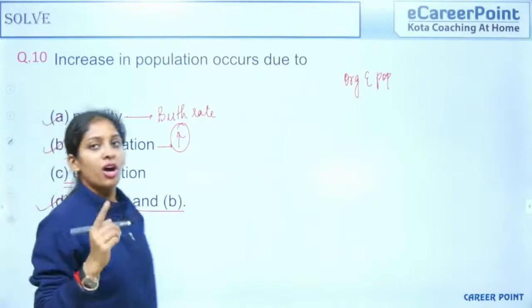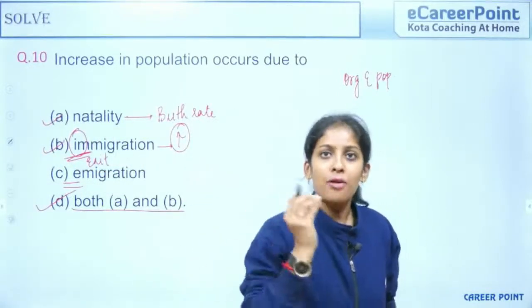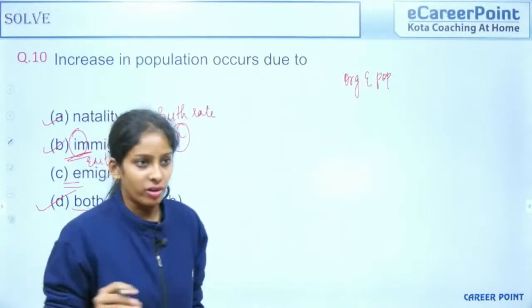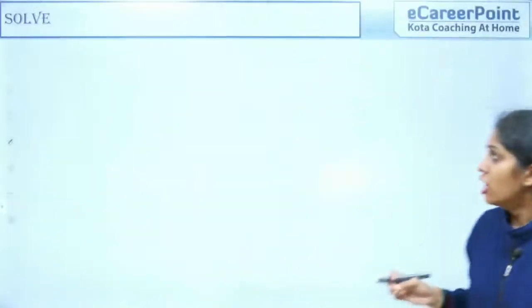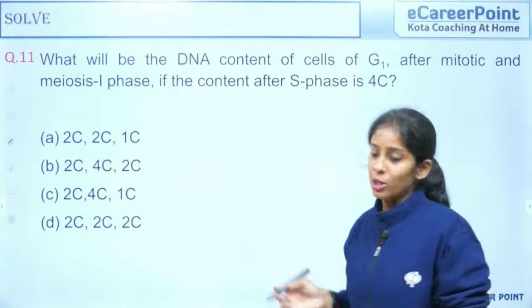Bacterial cells do not have centriole. Bacterial cells have no organelle only. Apart from nucleoid and some amount of ribosomes, they don't have any organelle, right? Alright, so we go to question 11. Soon we are done with 10 questions, the remaining 15 questions to go.